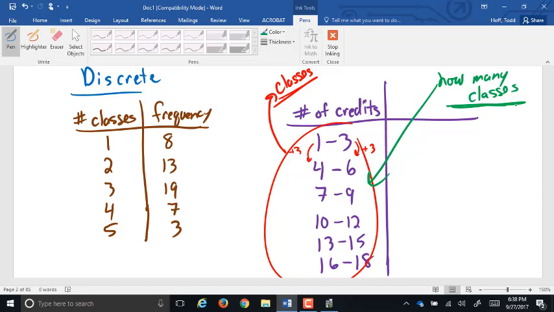Now on a test or anything like that, when I ask you to make a class, I'll give you the first one like I did here. I'll give you that 1 to 3, and you just have to go from there.